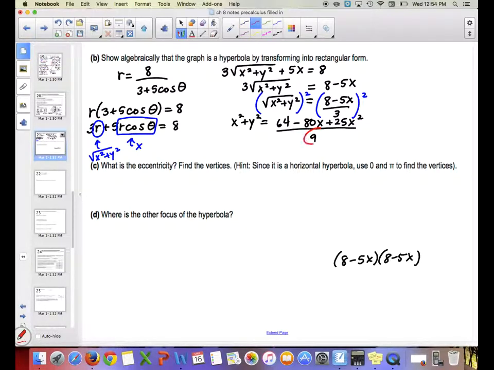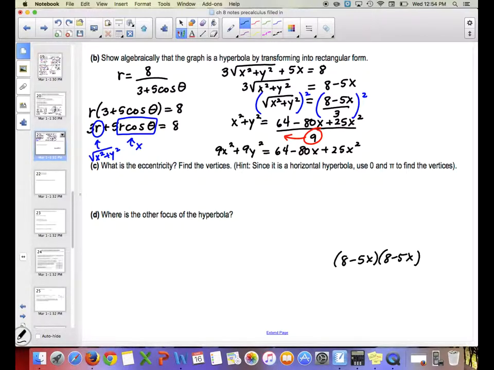All right, we're going to multiply the 9 over. So we're going to have 9x squared plus 9y squared equals 64 minus 80x plus 25x squared. And we're going to try to get it into the hyperbola form. So we're going to get everything except for that 64 on the other side. We're probably going to have to complete the square. That's why you don't have very many of these homework problems. You only have 4 things that you're doing. And we're going to solve.